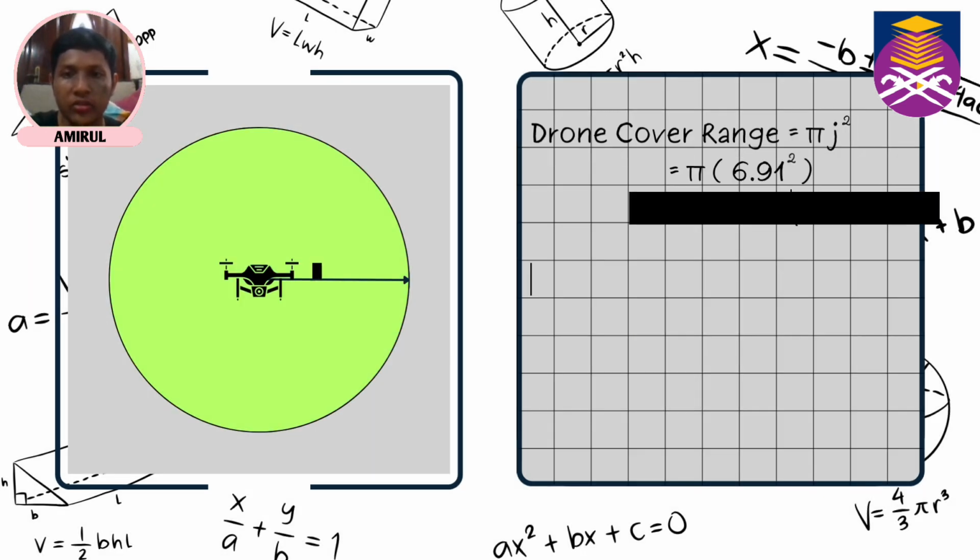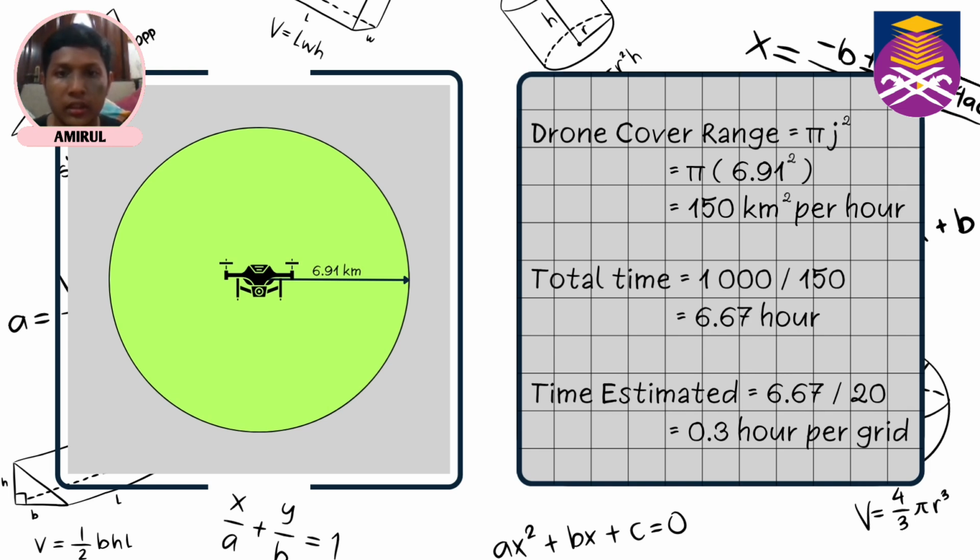For the next slide, the drone used in the picture is the T40 drone, which is the upgraded version of the drone. So now I can compare the different versions of the drone. We can deduce that the radius of the drone cover range is 6.91 kilometers, and the actual cover range is 150 kilometers per hour, which is better than the T30, which is 50 kilometers per hour slower than the upgraded version.